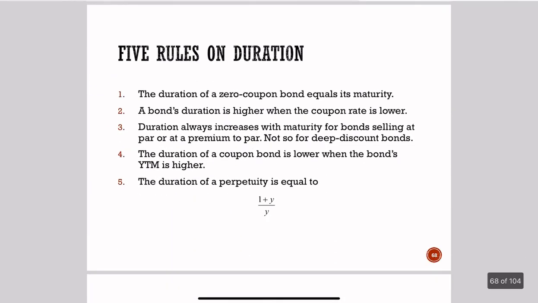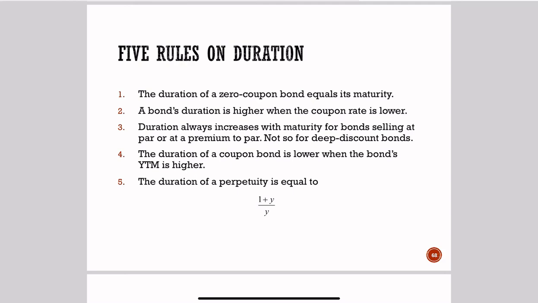Okay, now let's look at several different results or claims on duration. First, the duration of a zero coupon bond equals its maturity. Well, this is obvious, right? Because it's a zero coupon bond, so you don't have any cash flows before its maturity date. In this case, duration equals maturity. Second, a bond's duration is higher when the coupon rate is lower, right?